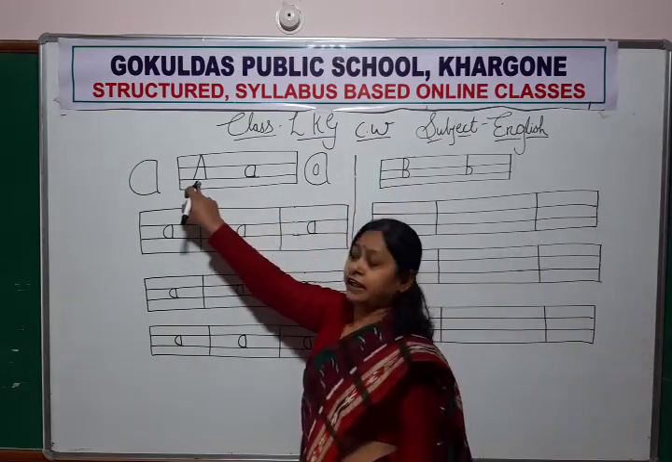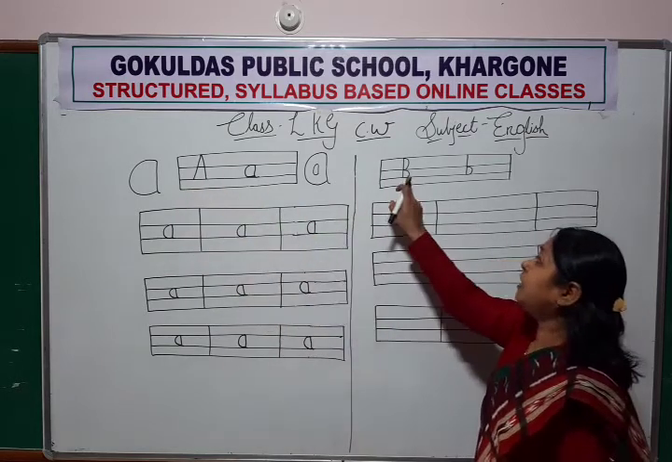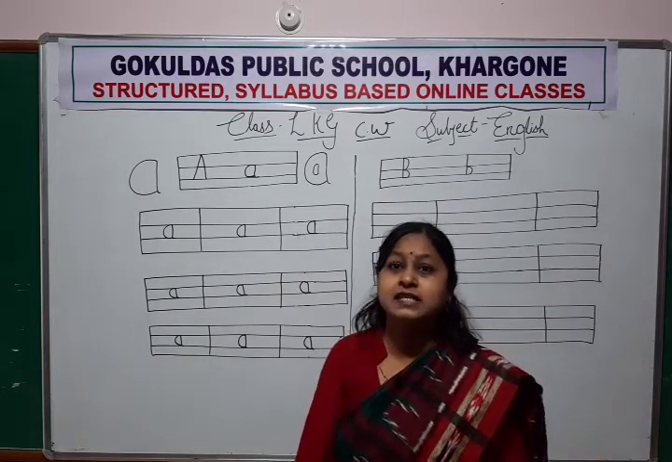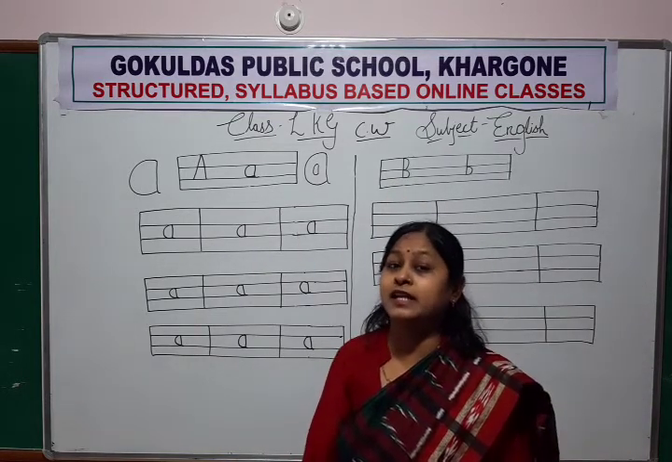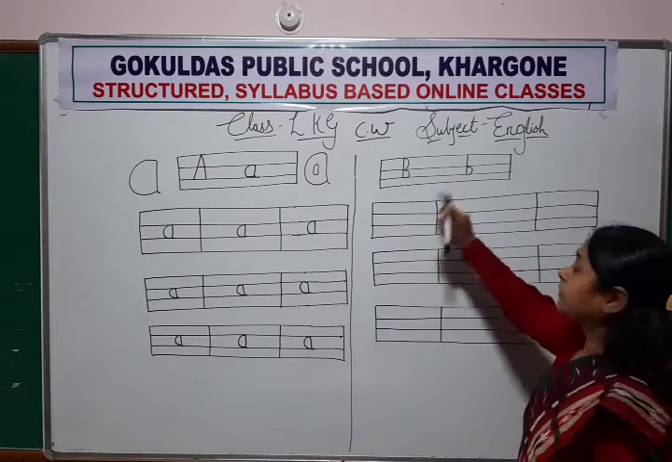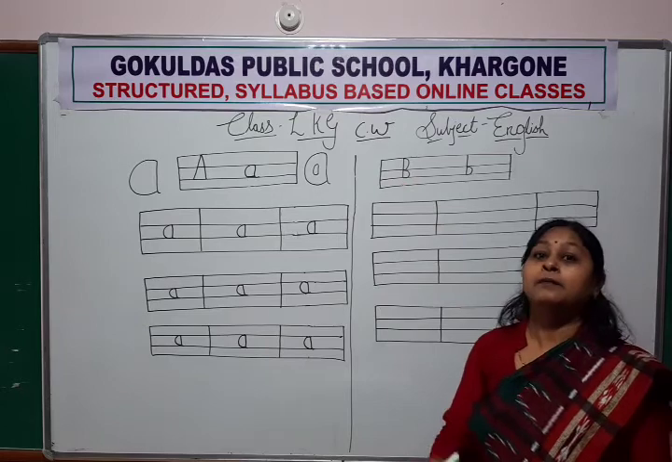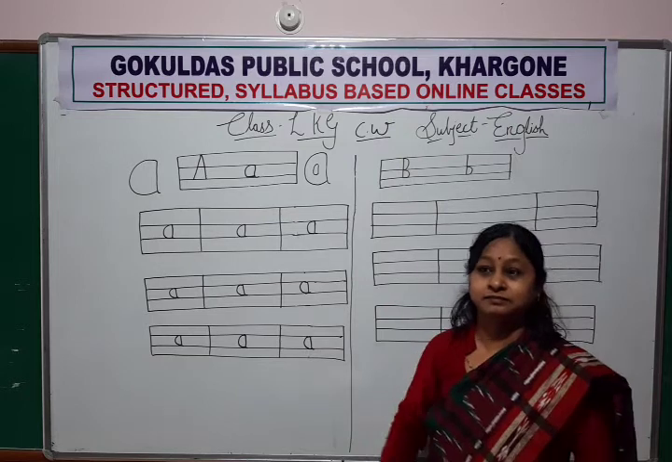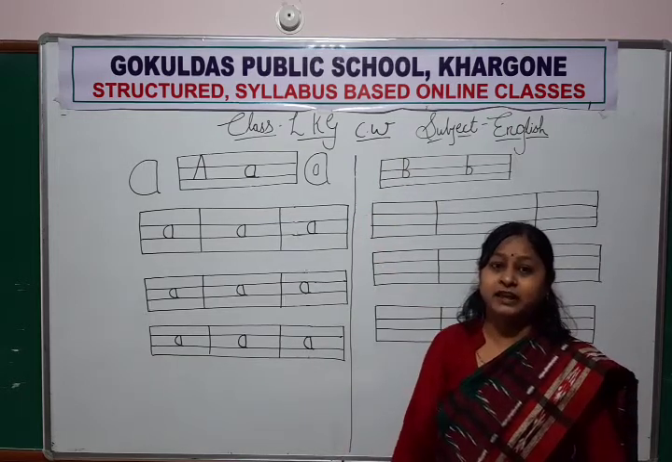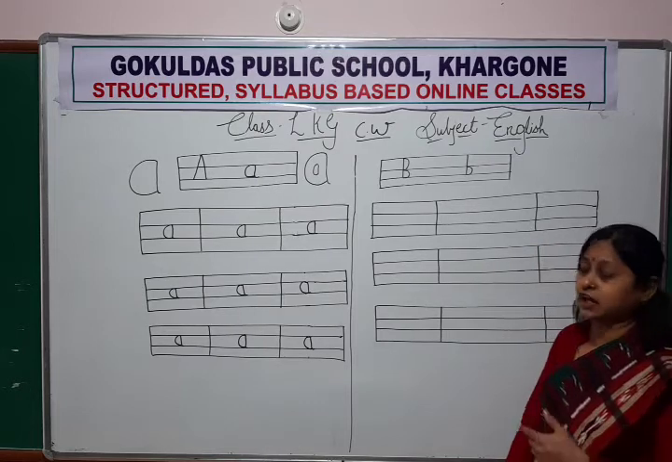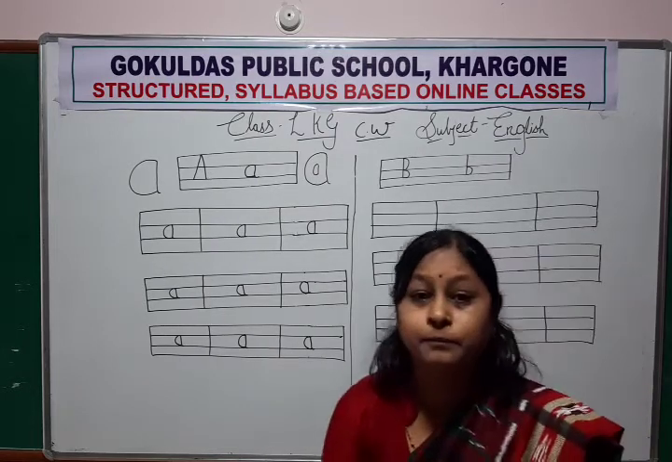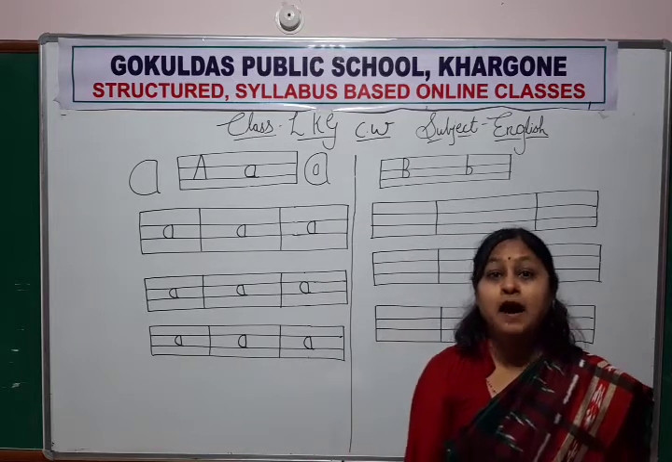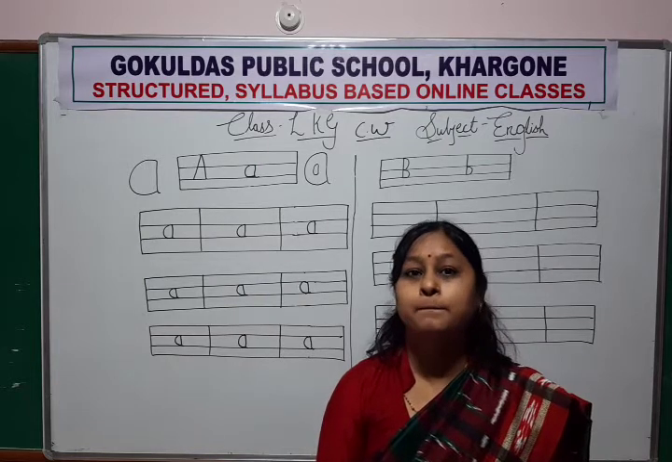B. After A, which letter will come? Letter B. And sound of letter B is B. Okay. Bus. Bat. Ball. Bell. Okay. So now we will start to write letter B. And sound of letter B is B.